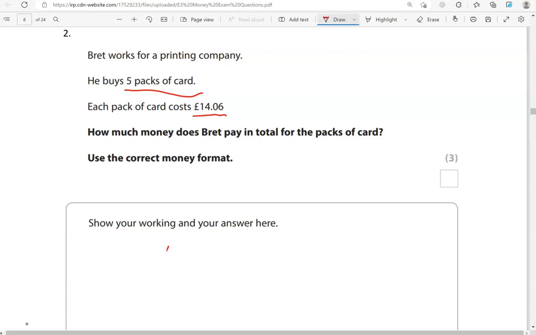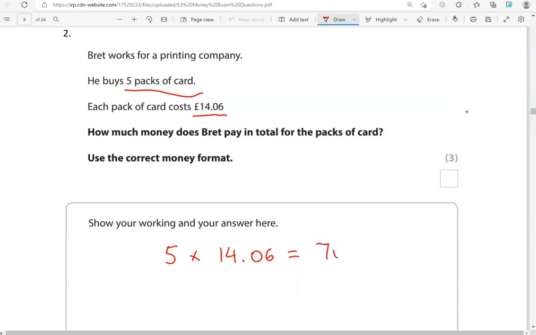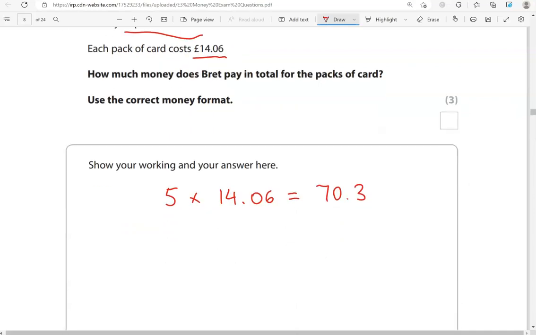So we've got 5 packs at £14.06 each. So we'll do 5 times 14.06, and that is 70.3. Now, we know that money has 2 digits after the decimal point, so £70.30. You can add a 0 at the end after the decimal point and the 3, and we'll need to put pounds in front because we're talking about pounds.